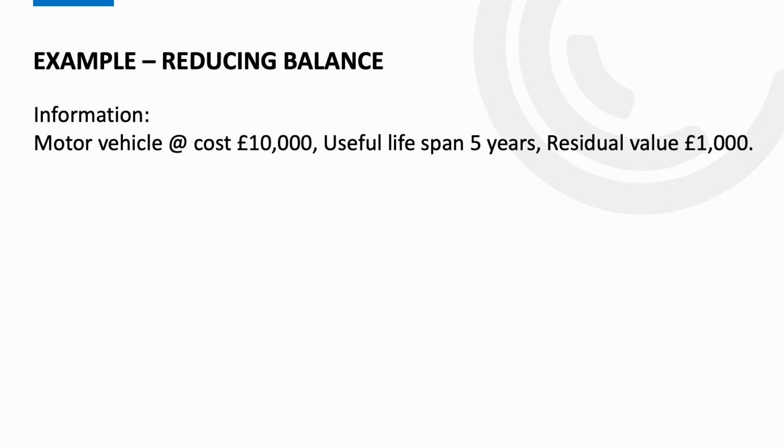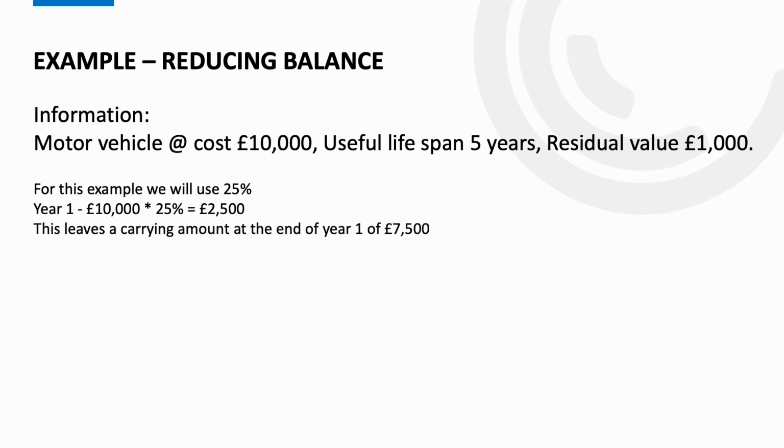Now on to reducing balance. So just to remind ourselves, we ignore the residual value for this method. In this example, the business depreciates using a reducing balance method at 25% per year. So for year 1, we would do 10,000 divided by 25% to give you £2,500. This leaves us with a carrying amount at the end of year 1 of £7,500.